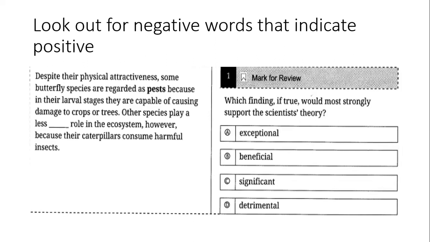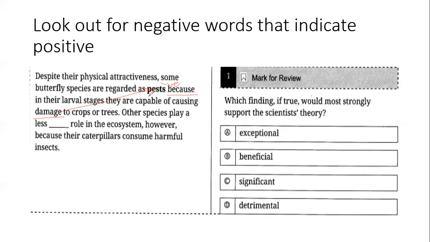So despite their physical attractiveness, you're feeling that, okay, they are physically attractive, but they're regarded as pests. Now, pest is a negative word, right? As far as the emotion is concerned, it has a negative connotation. Connotation means feel or emotion. Because, reason giving: in the larval stages, they're capable of causing damage. See, who said harmful? The same. So pest is directly related to damage to crops or trees.